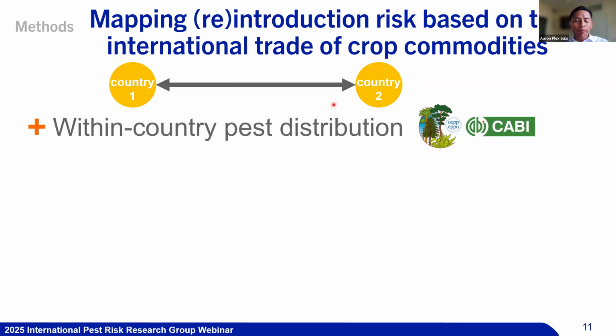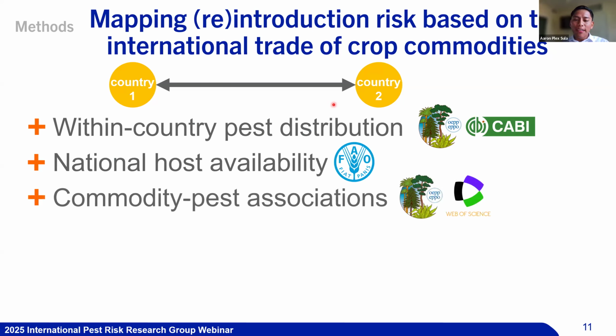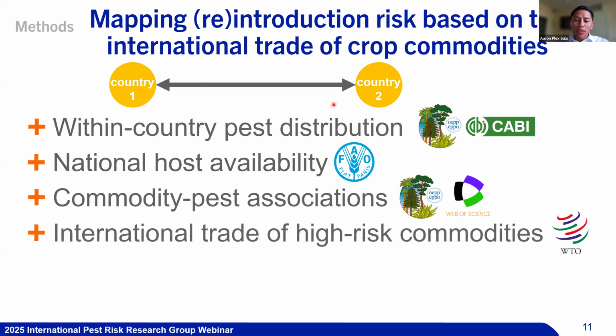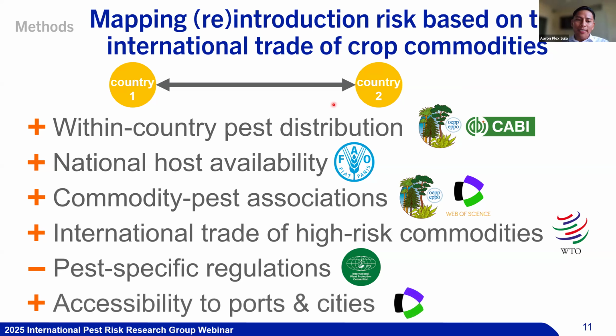The first one is, how widespread is the pathogen in the importing and the exporting country? How much host is available in the importing and the exporting country? Which traded commodities are associated with the target pathogen? What is the volume of international trade of high-risk commodities? Which countries are currently implementing biosecurity measures targeting these specific pathogens? And how accessibility to ports and cities are associated with pest introduction.